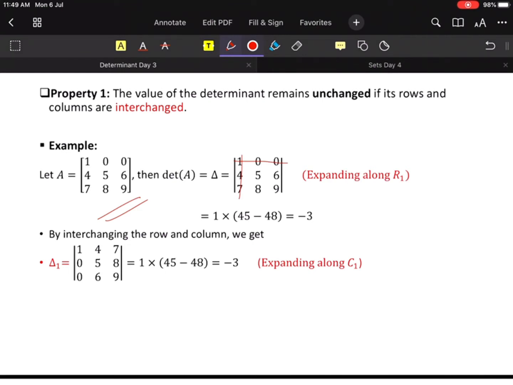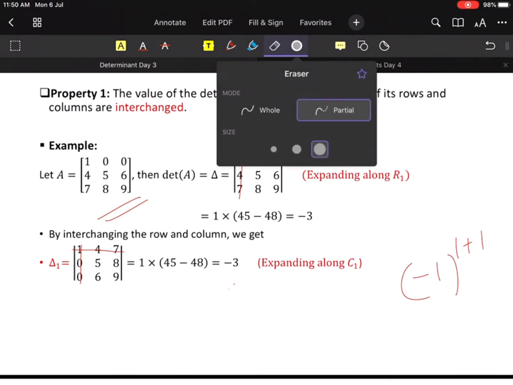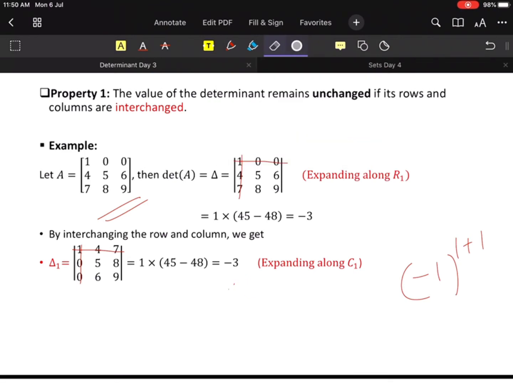In order to find the determinant, I will expand along column 1 because it has the maximum number of zeros. So that will be equal to, again 1. Why? Because minus 1 to the power 1 plus 1. I don't have to write it because I already know 1 plus 1 is an even number, so it will be plus 1. So 1 into, again you cut these. What I get: 4 9s are 45 minus 48, that is equal to minus 3. You see, if I interchange the rows and columns, the determinant value will remain the same. Understood? Clear? That's our first property.